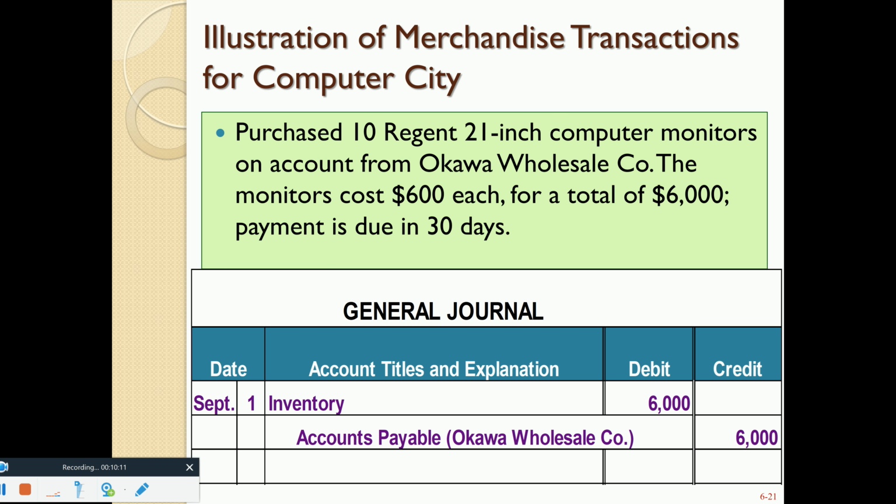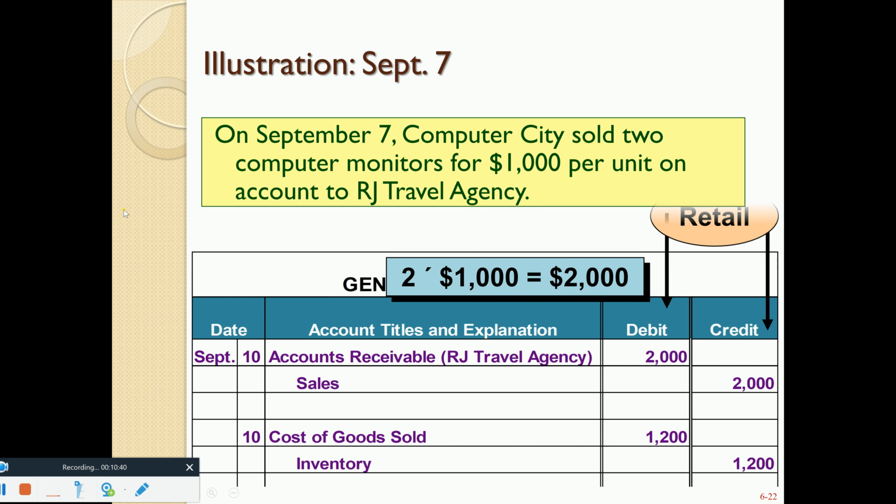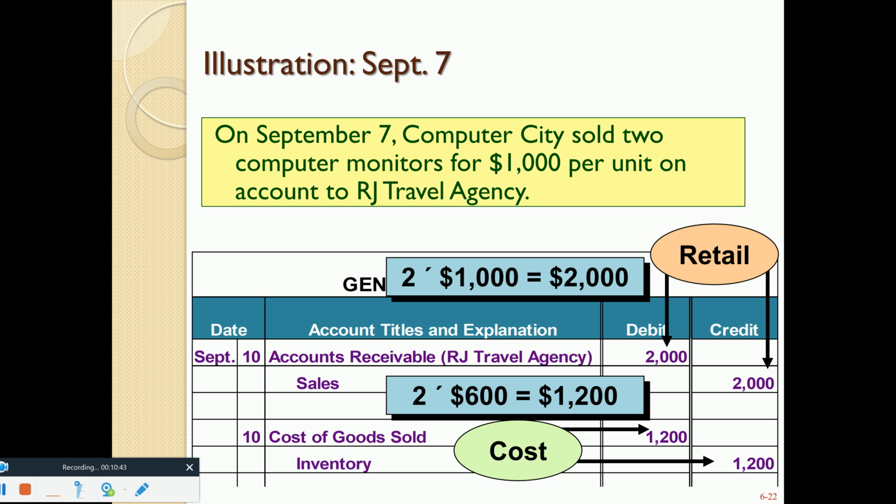So upon purchase of these inventory items, you can see down here, here's the journal entry on September 1st. We're going to increase our inventory account with a debit, as assets do get increased with debits, as you're aware of at this point, and we're going to increase our accounts payable account. Accounts payable is a liability, and it is going to be increased with a credit. That was on September 1st. So now we go to September 7th. Computer City sold 2 computer monitors for $1,000 per unit on account to our customer, RJ Travel Agency.